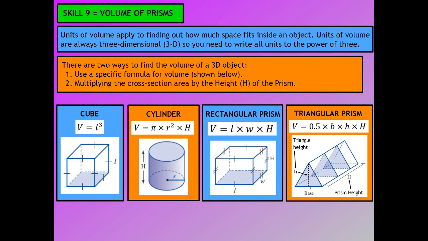Volume of prisms. Units of volume apply to finding out how much space fits inside an object. Units of volume are always three-dimensional, so you need to write all units to the power of 3. There are two ways to find the volume of a 3D object. The first method is to use a specific formula for volume, and these are shown below.